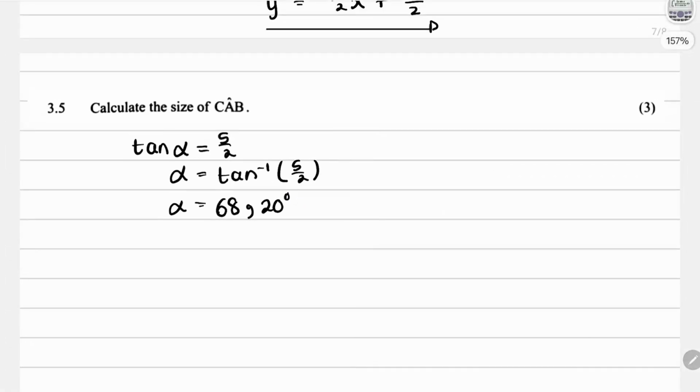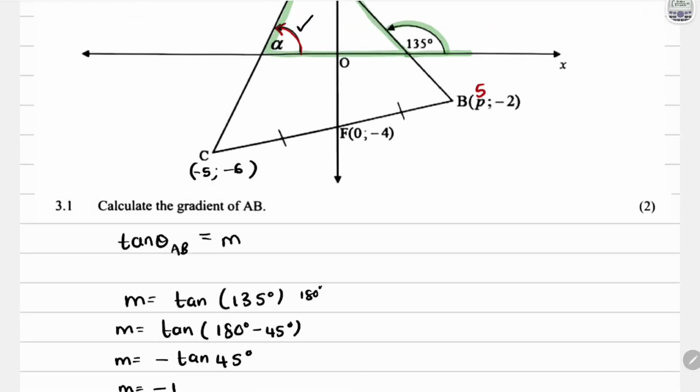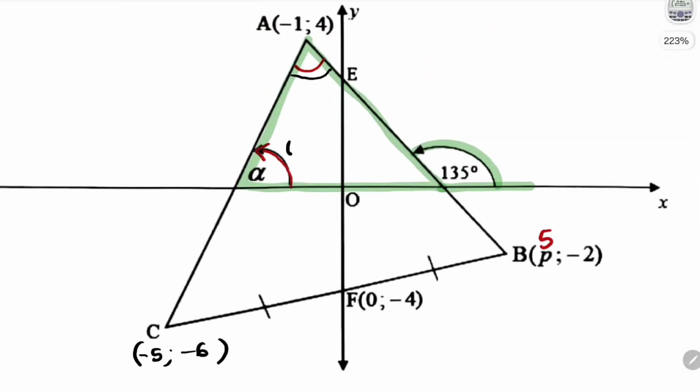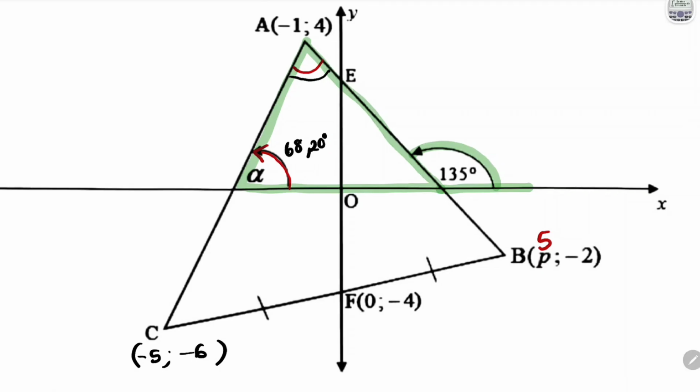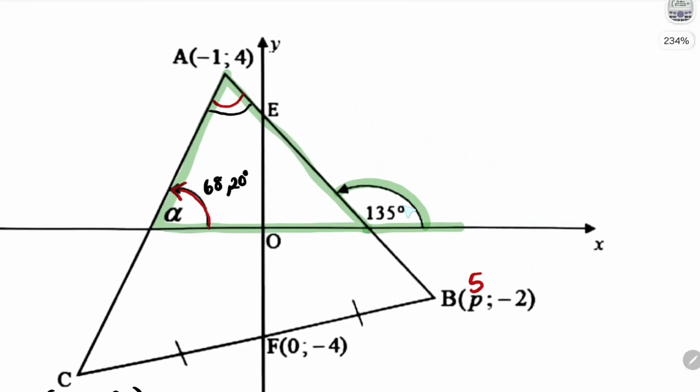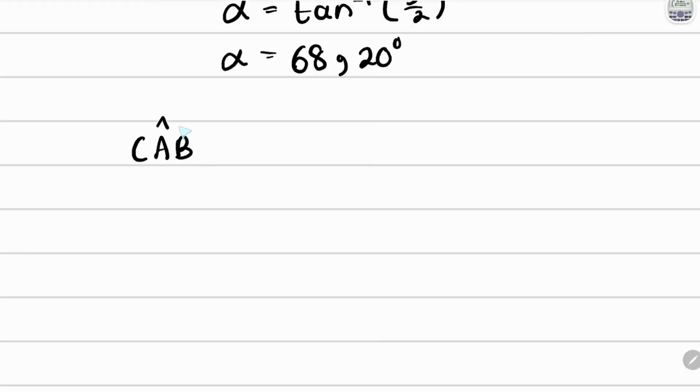So since we have alpha now, we can actually use this here. So this is 68.20 degrees. And in a triangle, we know that the exterior angle is equal to the sum of the 2 opposite interior angles. So it means if you take angle CAB plus alpha, it must give you 135 degrees. And that's exactly what we're going to write. So CAB plus 68.20 degrees should give us our exterior angle of 135 degrees.